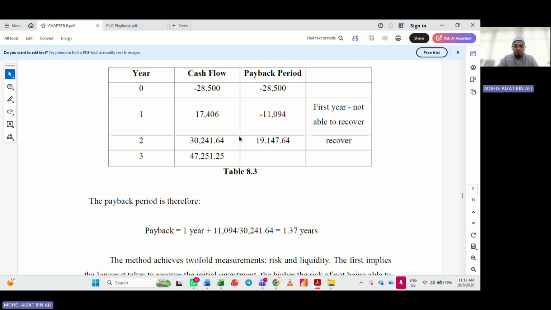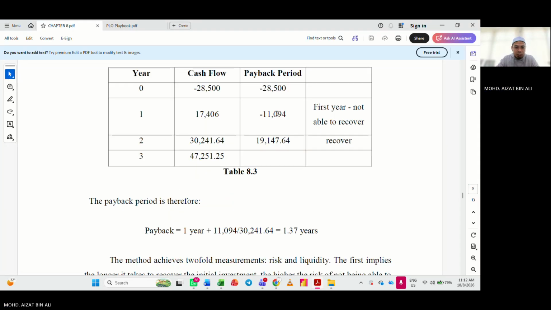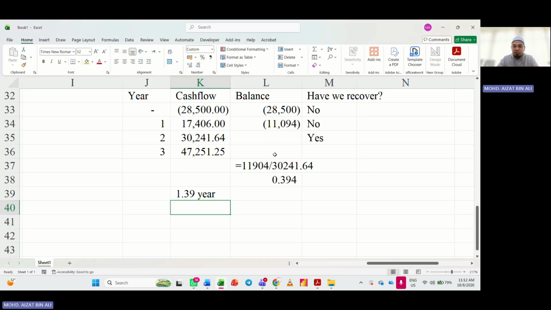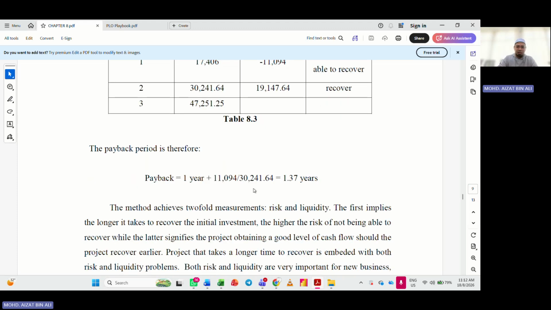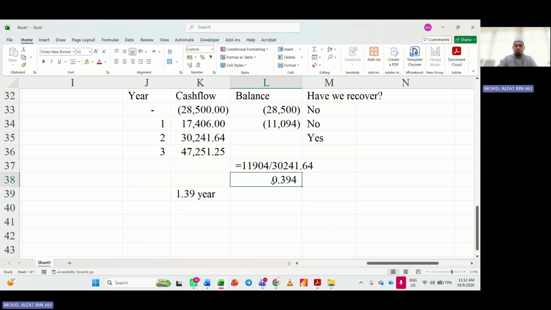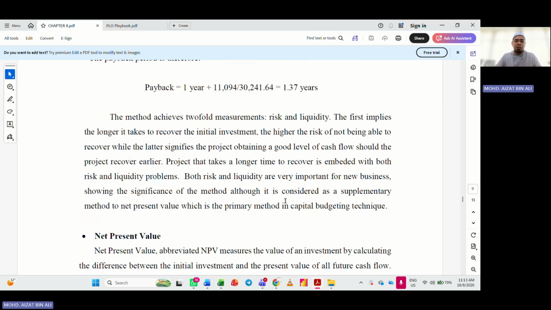1.37, somehow the amount is not the same. Why is it not the same? I calculated it correctly, 11,094 divided by this. I don't know, maybe there's some calculation error. You take the 11,094 over this. I performed the same calculation somehow. Why is it not the same? I'm not sure. 241, 241, yes, the same. Not sure why. Okay, so that's the payback period.